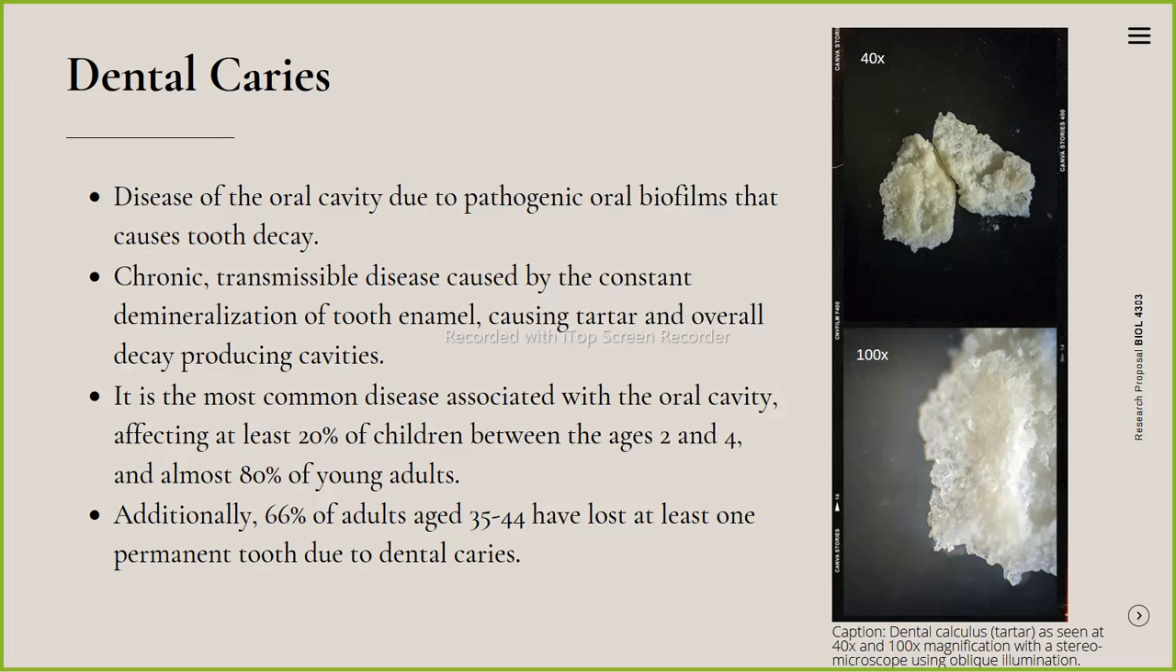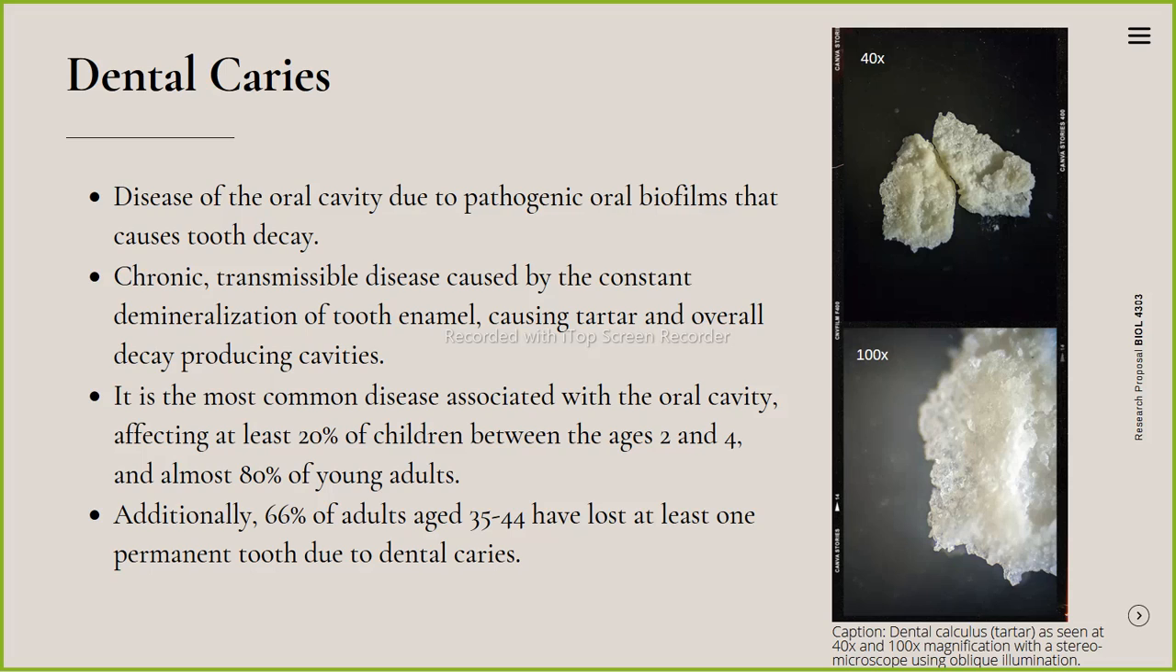So looking into a specific oral disease, we wanted to look at dental caries, which is basically just characterized as tooth decay caused by the pathogenic oral biofilms within the oral cavity. And this is a chronic transmissible disease caused by the constant demineralization of tooth enamel. This can produce tartar, like we can see on the right, which is the hard calcified substances that we can have on our teeth. And this overall produces decay in teeth, beginning with cavities usually.